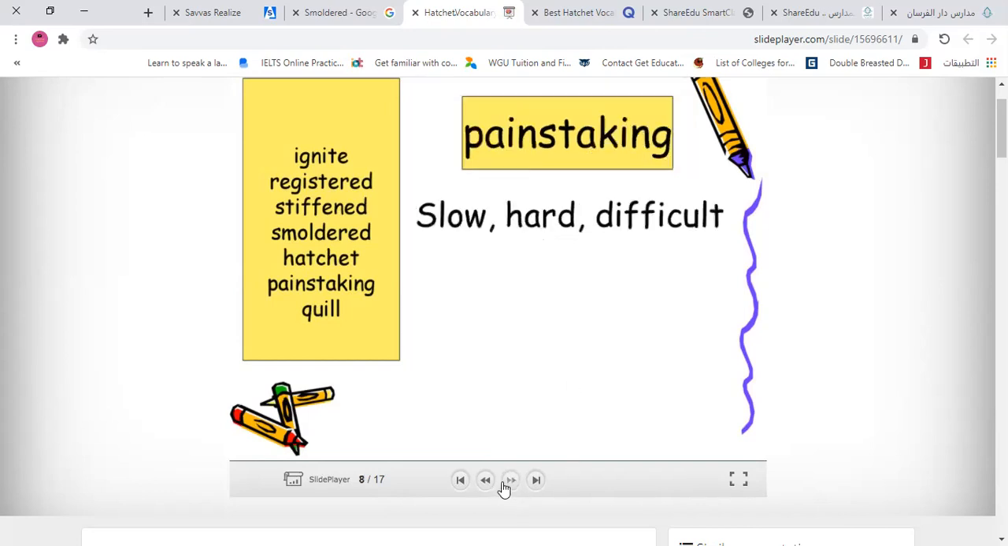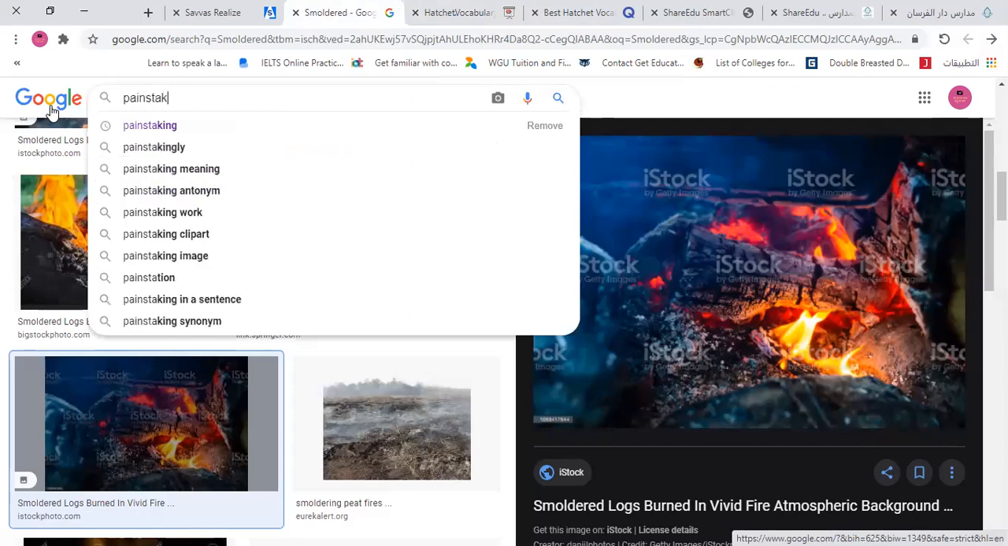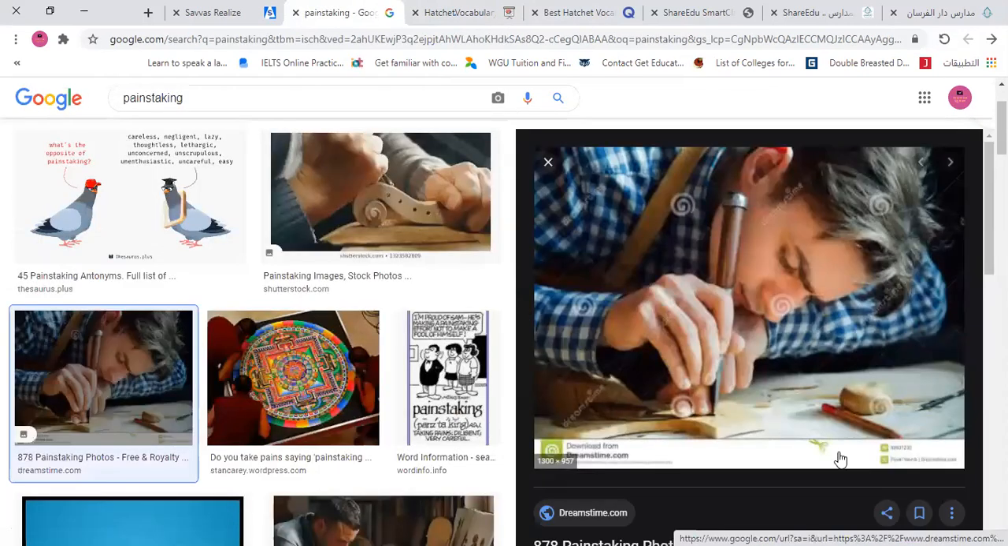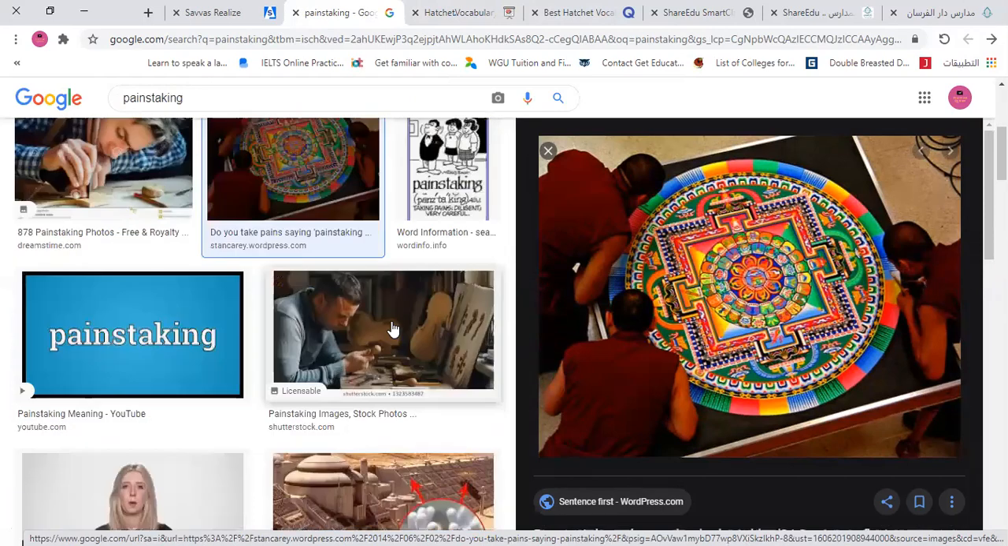Three things. And then we have painstaking. This person is painstaking his work. What does painstaking mean? It means that he tried to draw very carefully. He tried to do his job very carefully. Those people are painstaking this painting. Why? Because they are drawing it very carefully because they want it to be a masterpiece. So they are painstaking.